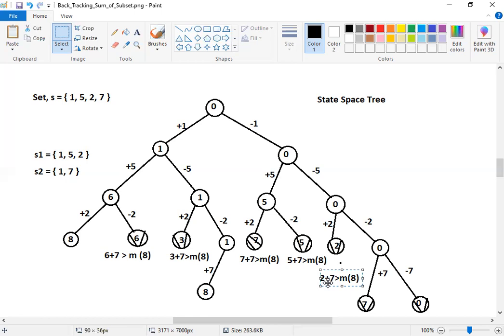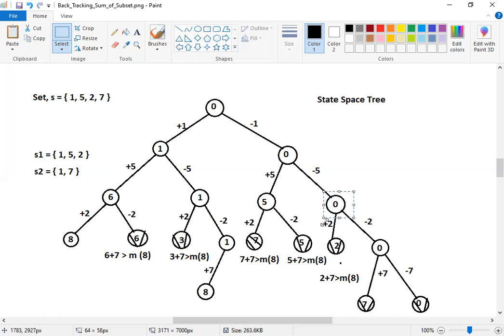But what will happen? The 2 plus 7, the value is going to be 9, that is greater than the 8 value. That means this is also a dead end. We will not get the solution. Now we need to again go back, that is, backtrack to the previous node, that is the parent.